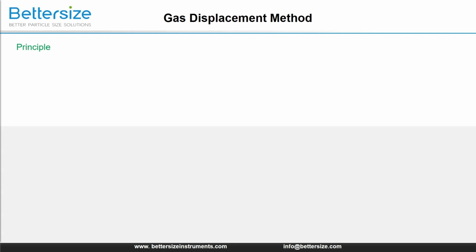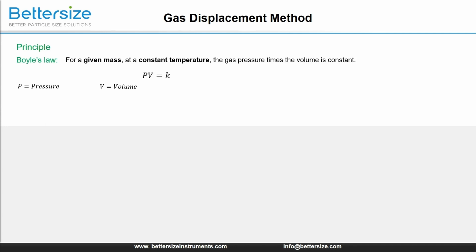The second is the gas displacement method, known as gas pycnometry, which is based on Boyle's law. The law states that, for a given mass, at a constant temperature, the gas pressure times the volume is constant, as expressed in this formula.